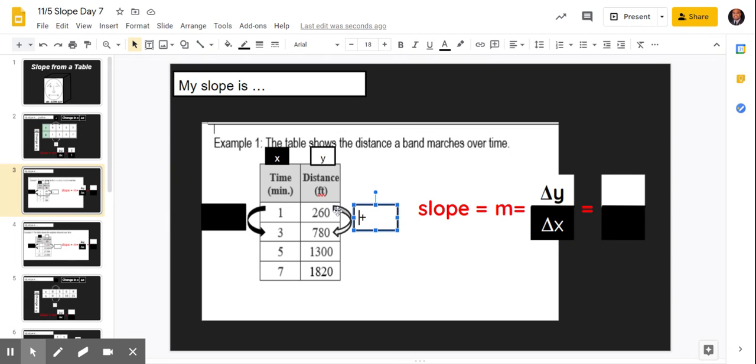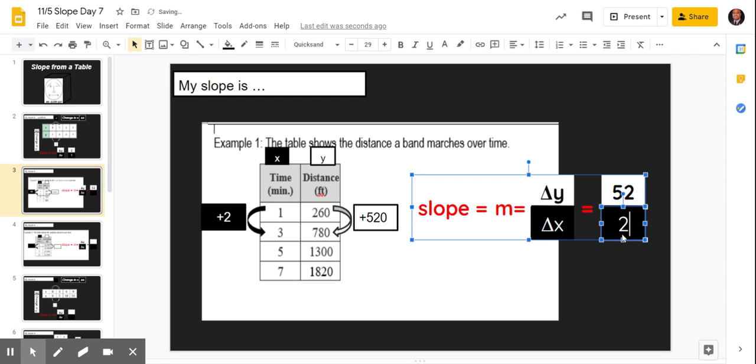So to get from 260 to 780, I have to add 520. And over here, to get from 1 to 3, I have to add 2. So my slope would be 520 over 2. A little smaller. It all fits.